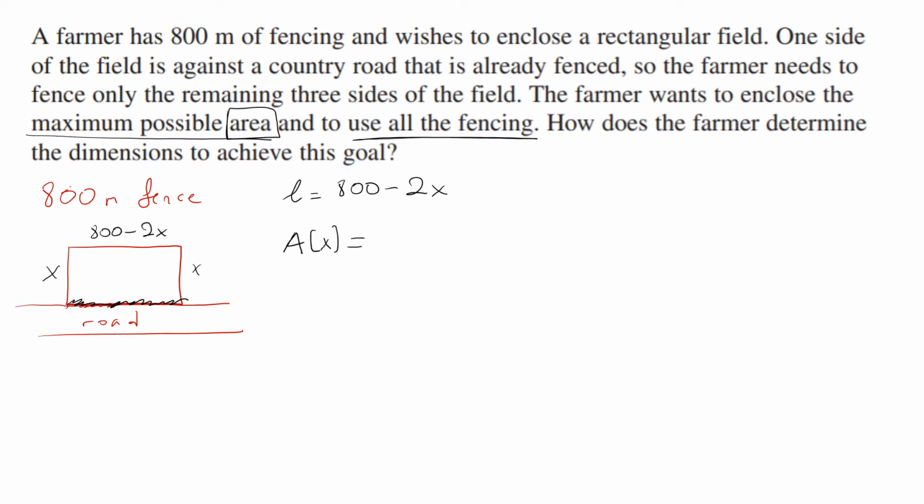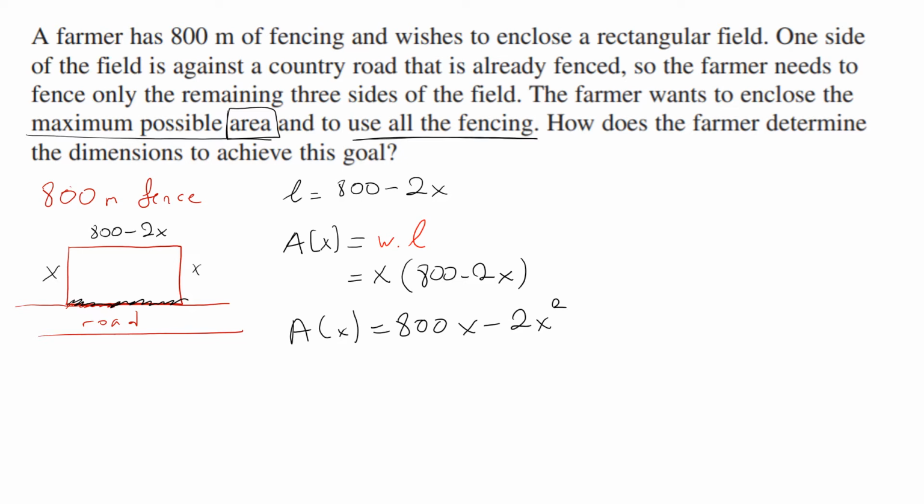Now my area function is going to be, how do I find the area of a rectangle in the first place? I multiply width by length. My width is x, and my length is whatever I found up there, which is 800 minus 2x. As a result, my area is going to be 800x minus 2x squared.